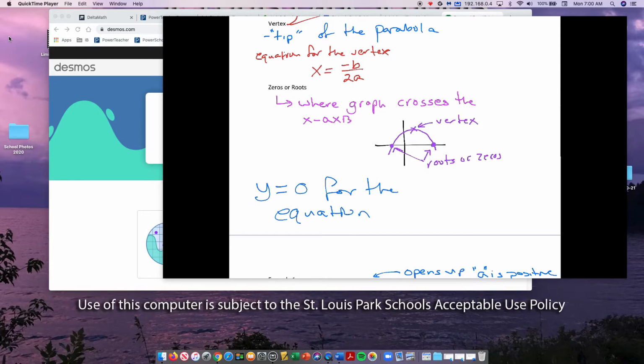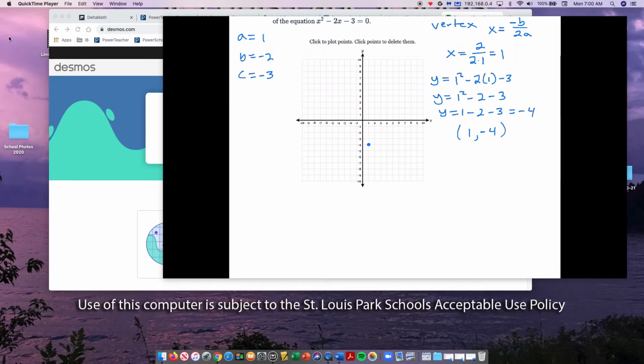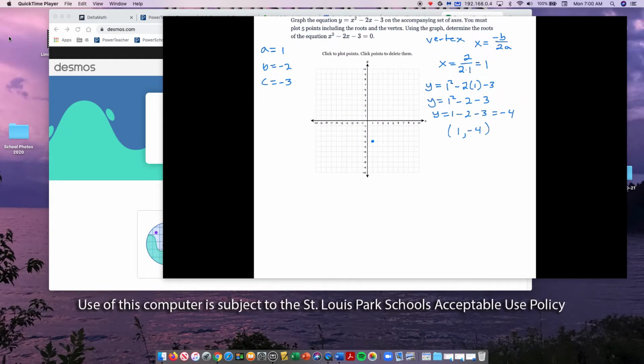Okay, so it's also when y equals 0, because remember, when y equals 0, you'd be right there on that x-axis. So if we wanted to find the zeros of this, or the roots of this, we would want to know what values make this equation true. When is y equal to 0?